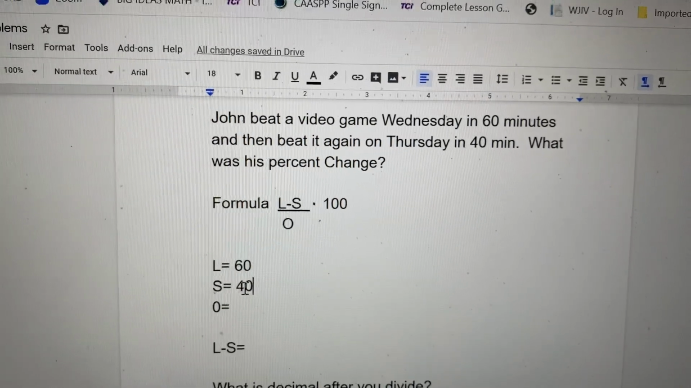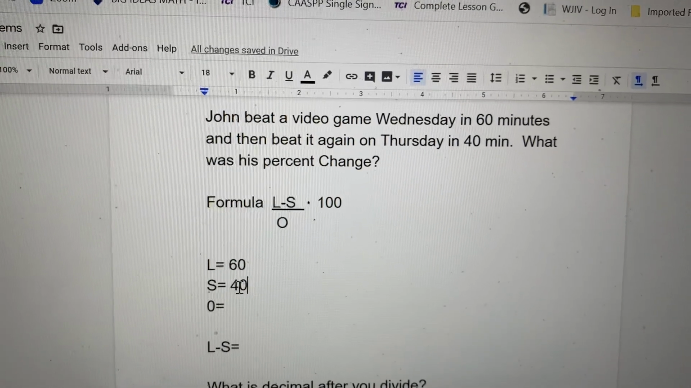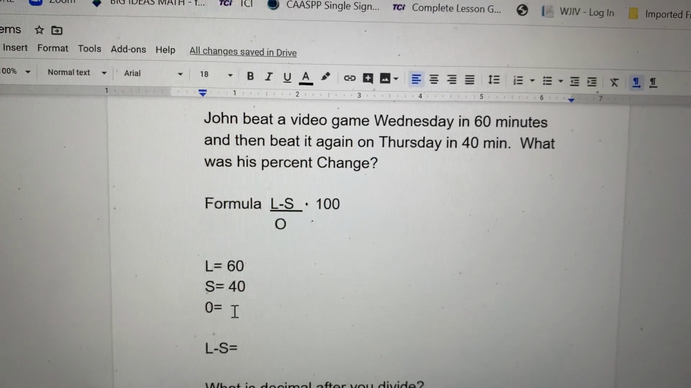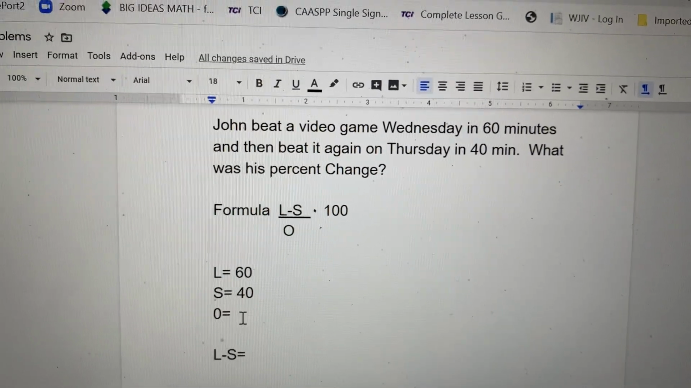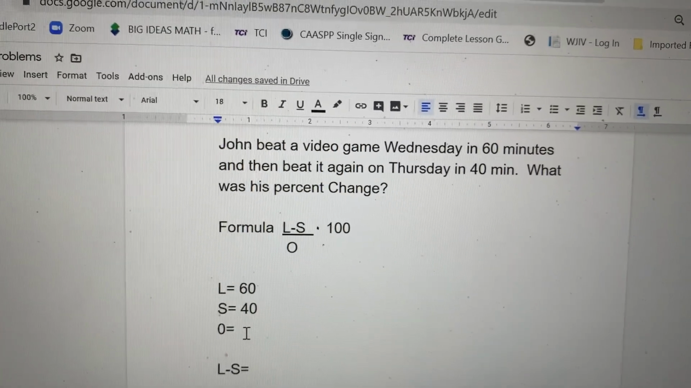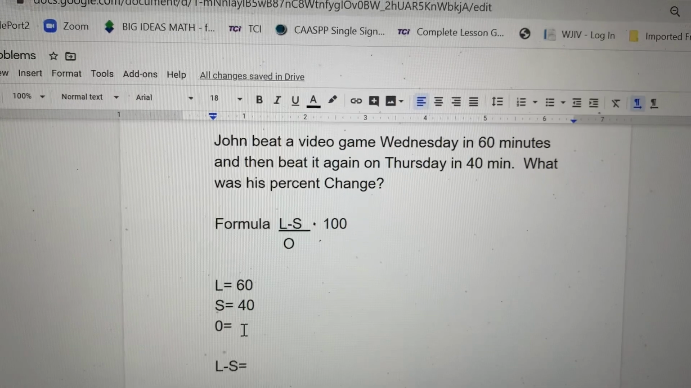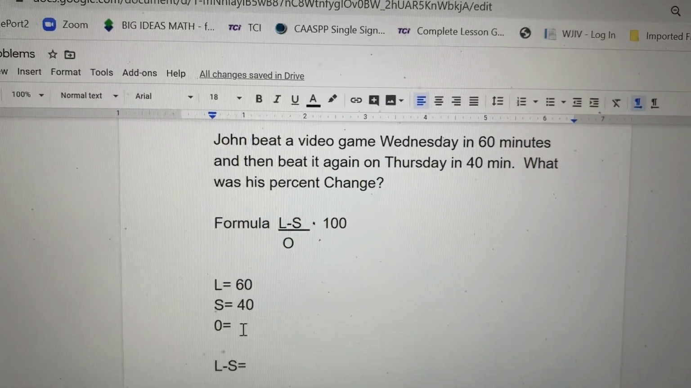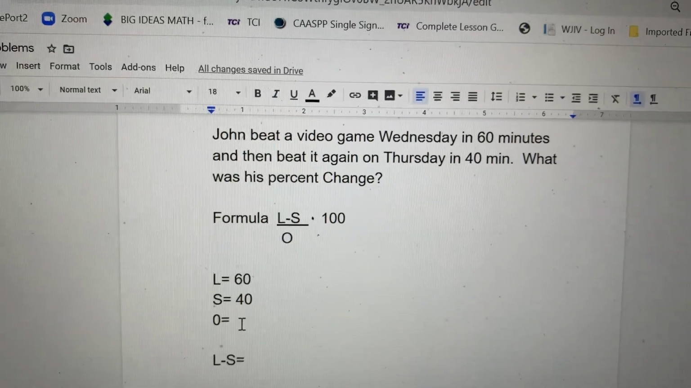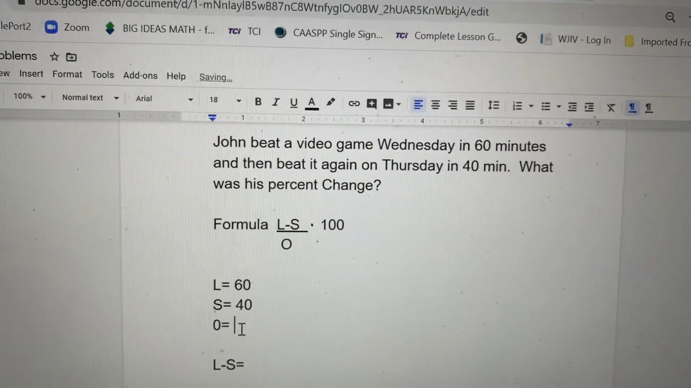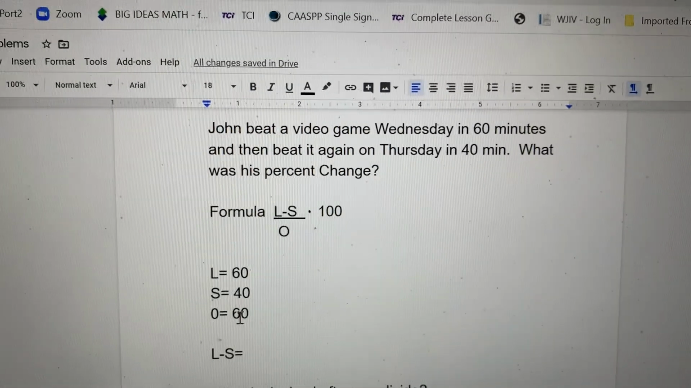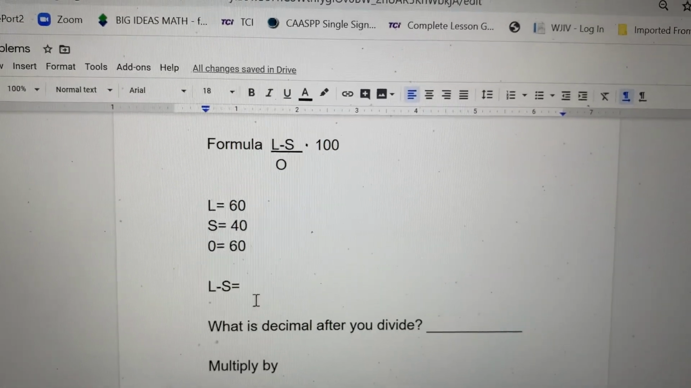That brings us to what I always find the most difficult: what is the O? What is the original number? Well, if I go back up to my problem, I see Wednesday and Thursday. And if I know the days of the week, Wednesday comes before Thursday, so my original number has to be Wednesday, which is 60. So I'm going to type that in. Then I'm going to scroll down and keep solving the problem.